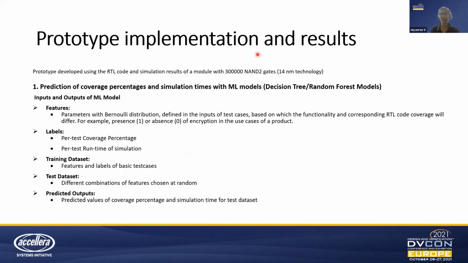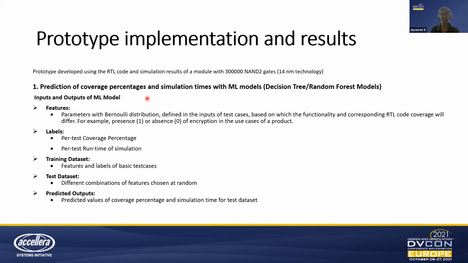Moving on to the prototype implementation and results section, a prototype of the algorithm has been developed using the RTL code and the regression results of a module having a complexity of around 3 lakh NAND2 gates in 14 nanometer technology. The implementation is a 3-stage process. The first stage involves the prediction of the coverage percentages and simulation times with the help of machine learning models. The relationship between the inputs and outputs of the model is non-linear. So I've experimented with decision tree and random forest models in the prototype.